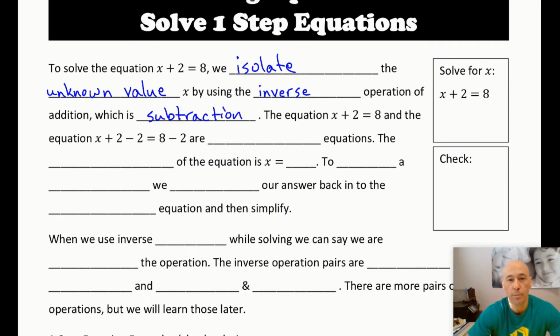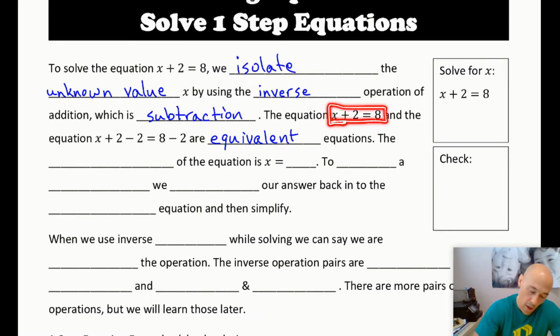The equation x plus 2 equals 8, and the equation x plus 2 minus 2 equals 8 minus 2 are equivalent equations. And what that means is that any number we could plug in here for x that makes this equation true will also make this equation true when we plug that same number in here for x. And likewise, any number that we plug in for x that makes that equation true will also make this equation true when we plug the same number in for x there.